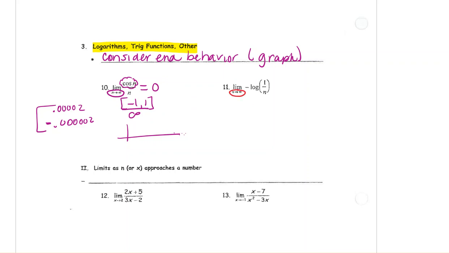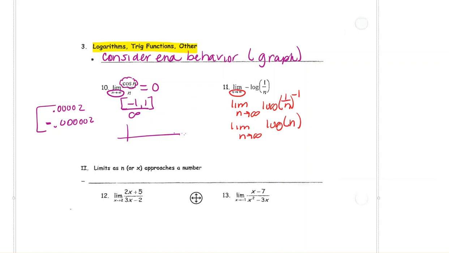Okay, so I care about end behavior. So I might do a little bit of rewriting if I were going to do this one. So I might take that negative and put it inside as an exponent using my log properties. And then I am using that negative exponent to flip this, right? So 1 over n to the negative 1 is just the log of n. And then hopefully you have a rough idea of the log graph.